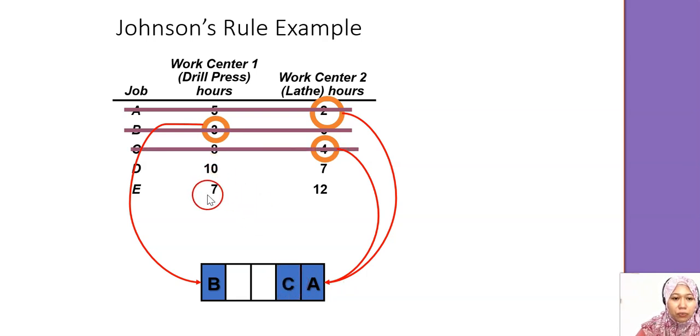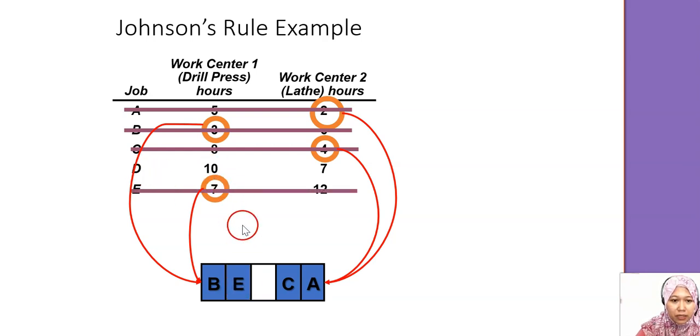Now we have a tie, number 7. Then we look at which column or which machine. The first one in the first column, or machine 1, is E, so E goes here, after B. Automatically we know that D will go in the middle. So we have the Johnson sequence of B, E, D, C, A.